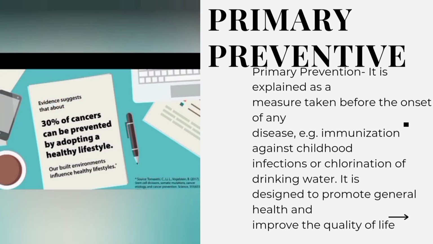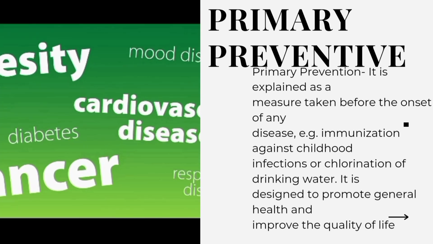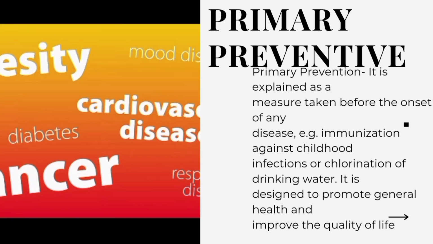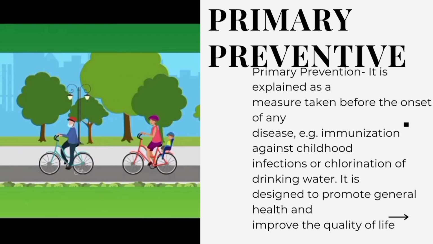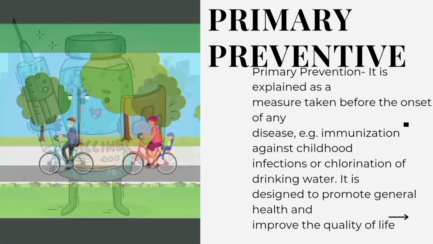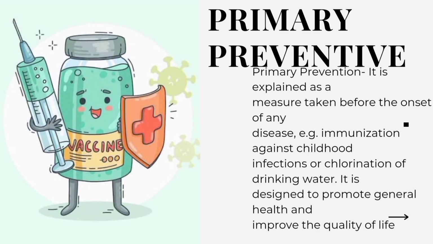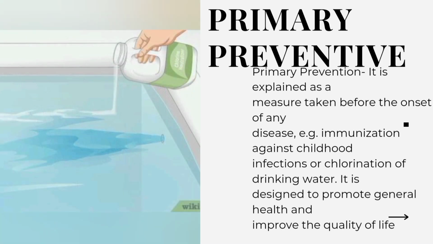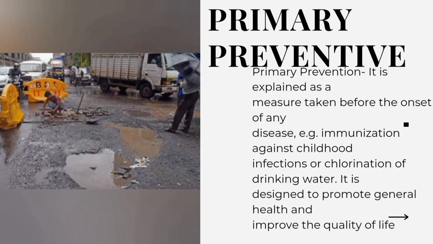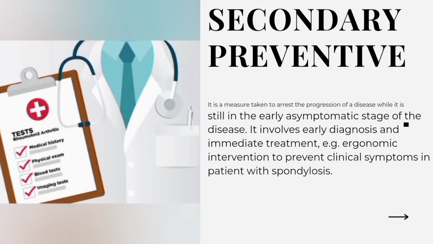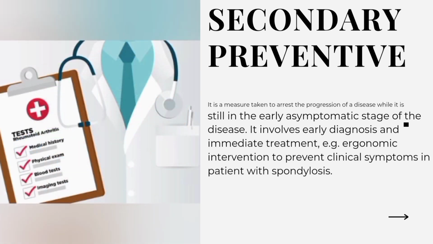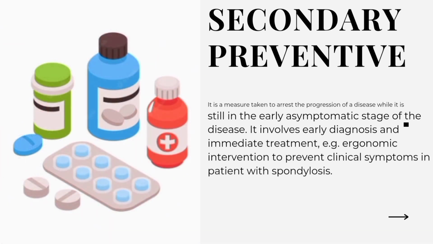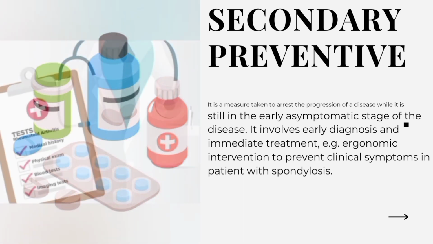Okay, now moving on with preventive. Preventive is divided into three: primary, secondary, and tertiary preventive. Starting with the first one, primary preventive, these are all the measures and interventions taken before the onset of a disease. For example, immunization against an infection, or chlorination of water, or patching the potholes in the road to prevent an accident. All these are considered primary intervention. So they are generally to improve the life of a person.